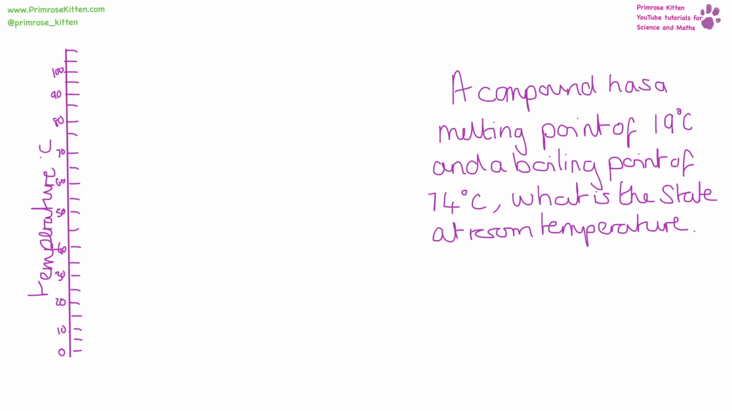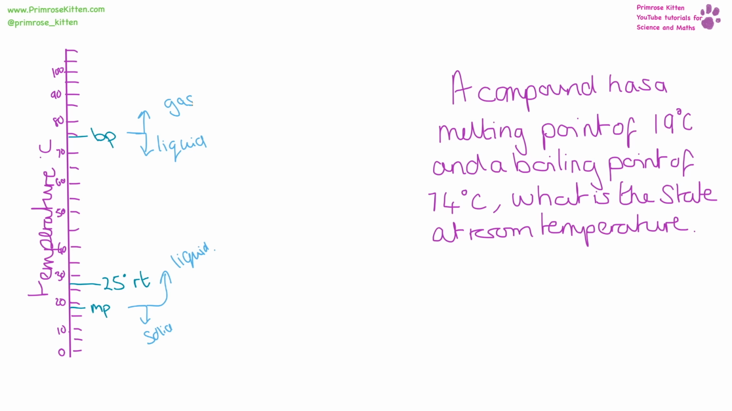A compound has a melting point of 19 degrees and a boiling point of 74. What is the state at room temperature? Room temperature is about 25, 27. So when it boils, it turns from a liquid into a gas. So above there, it is going to be a gas, and below there, it is going to be a liquid. At the melting point, we are turning from a solid. So below this is going to be a solid, and above there is going to be a liquid. So at room temperature it is going to be a liquid.